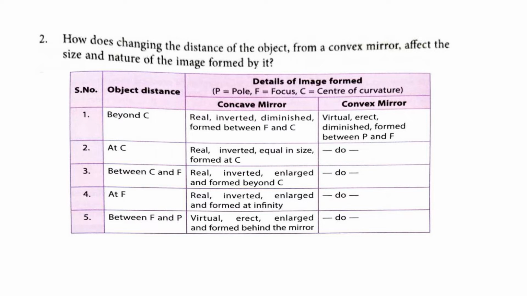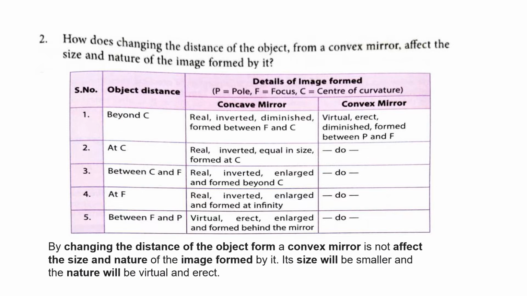Every time it is similar, that is convex mirror is going to form only virtual, erect, diminished, and it is formed between pole and focus. So we can say changing the distance of the object from a convex mirror is not going to affect the size and nature of the image formed by it. So size will be smaller and nature will be virtual and erect. Every time it is not going to change.